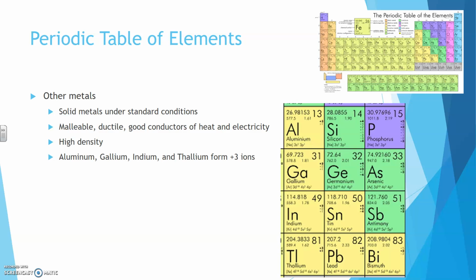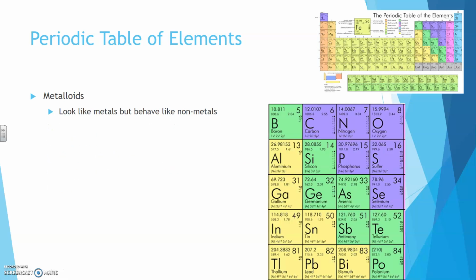Aluminum, gallium, indium, and thallium, these four right here, will form +3 ions. Tin and lead can form +4 or -4 ions, and there are some +2s that can get thrown in there as well, but for the most part +4 or -4. And then bismuth, right over here, likes to form -3 ions for the most part.